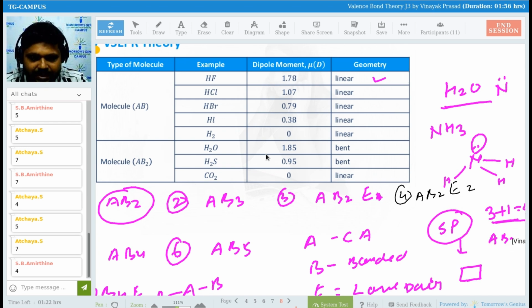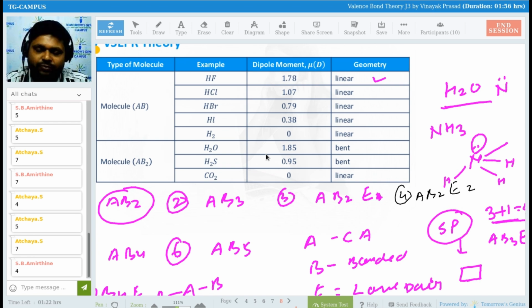Can we write AB3 type? Yes or no? Please tell me. A is what? That is the central atom, right? Central atom, sir. So what can we write for this? Is it a type of AB3 or AB4? First tell me. If it is a type of AB3, it is AB3E type, right? Because there is a lone pair also. So AB3E, right?